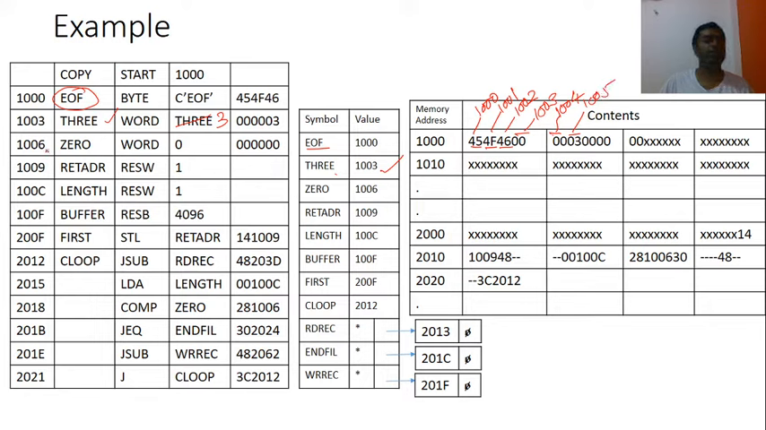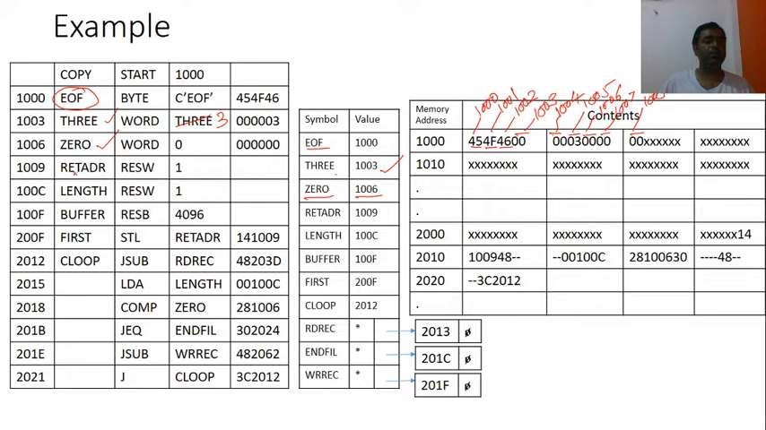Next instruction is at 1006: ZERO WORD 0. What will be the object code? 000000. There is a label ZERO. We have to insert this label ZERO in the symbol table. You can say the value corresponding to ZERO is 1006. You can see here. So 000000 is loaded here, at address 1006, then 1007, 1008.